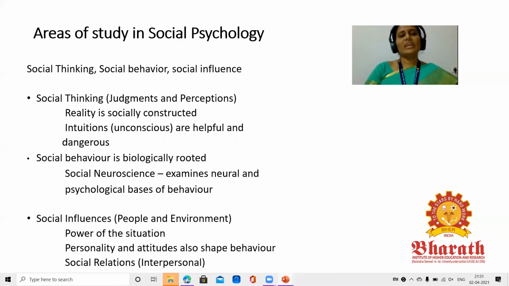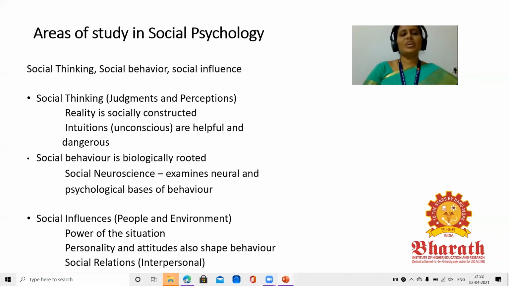Okay, what are the main areas of study in social psychology? Some of the main areas are social thinking, social behavior, and social influence. So I have given these three subdivisions here. Social thinking is about judgments and perception. Each person has their own perceptions and judgments. That is social thinking. It's going on in your mind. It's an unconscious part of your mind, which sometimes helps you in communication.